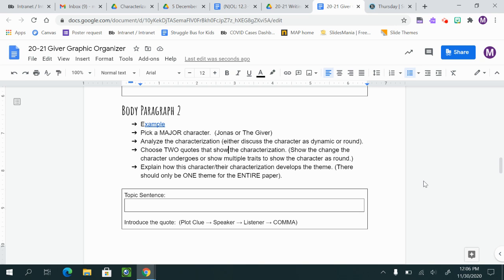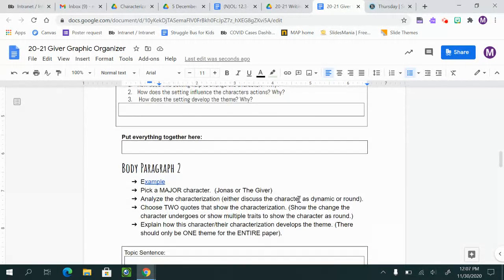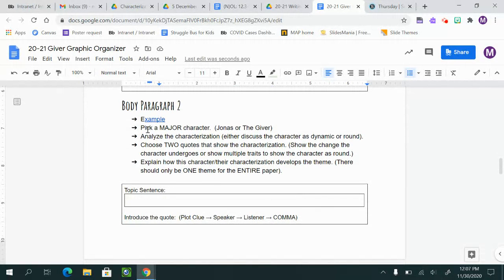So we're going to look at how we are going to write our second body paragraph. We finished writing our first body that talked about the setting of chapter 10, and how that influenced a character. Now in our second body paragraph, you are picking a major character, either Jonas or the Giver. You should have already worked yesterday on one of the two guides that have you look at how either Jonas or the Giver changes.